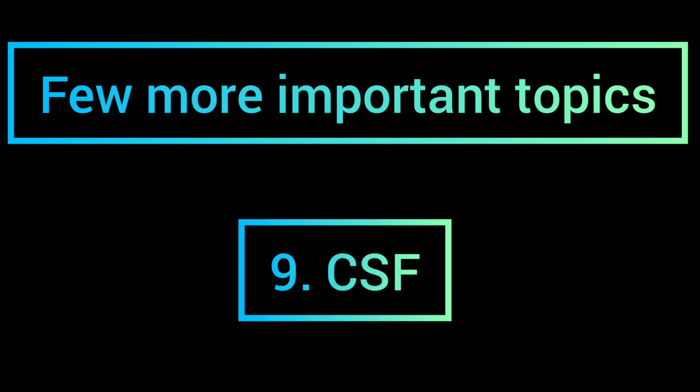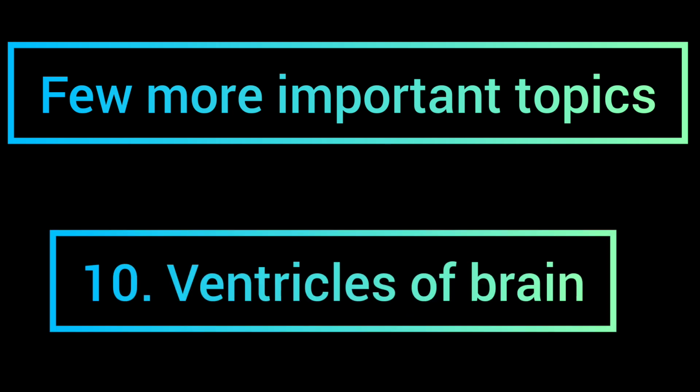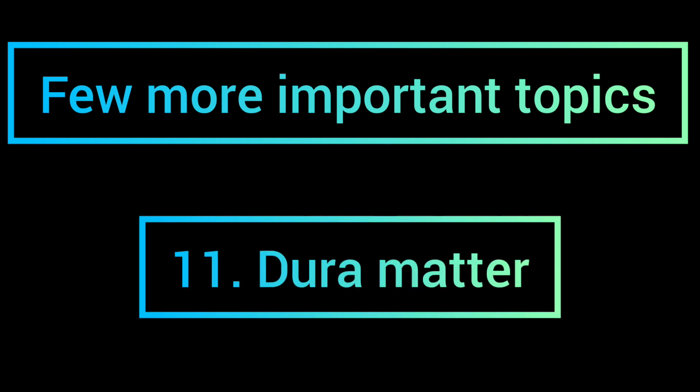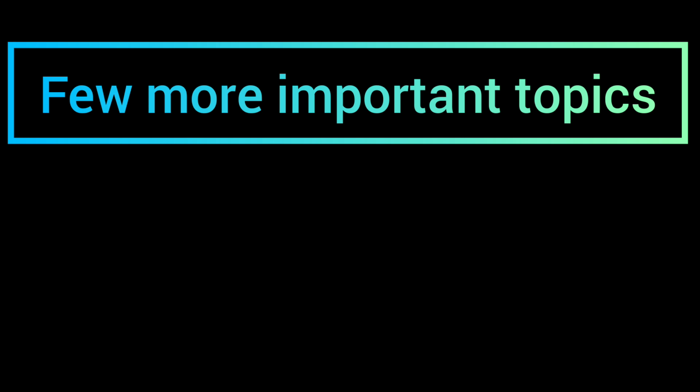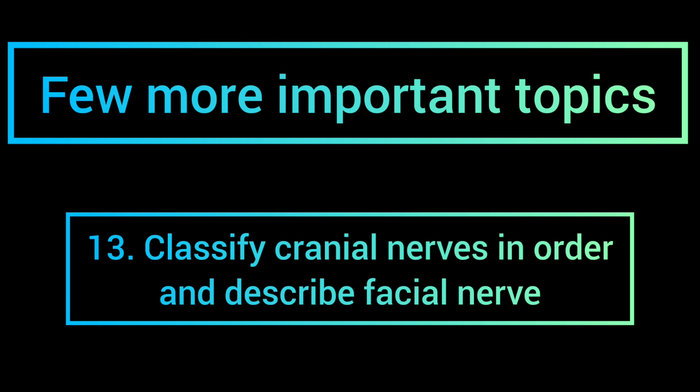Ninth one, CSF, that is cerebrospinal fluid. 10th one, ventricles of brain. 11th one, dura mater. 12th one, neuron. 13th one, classify cranial nerves in order and describe facial nerve. Okay, finally we are done with neuroanatomy.